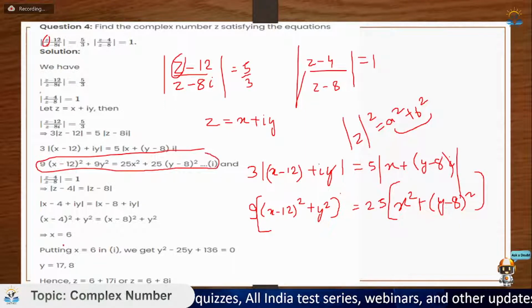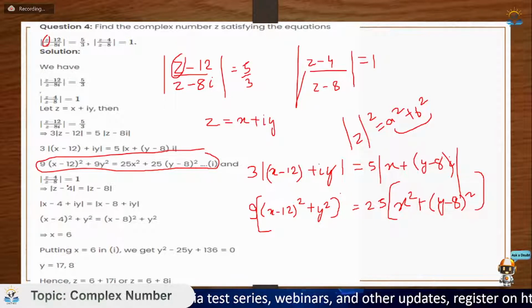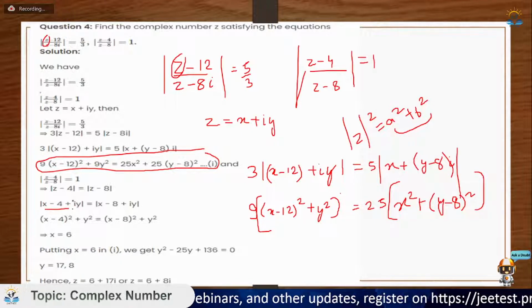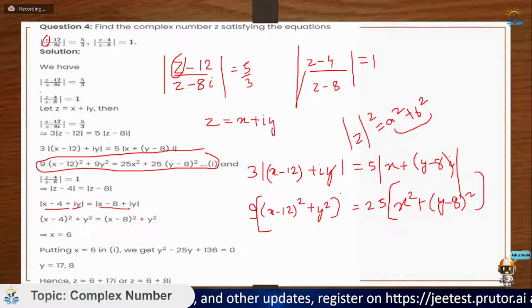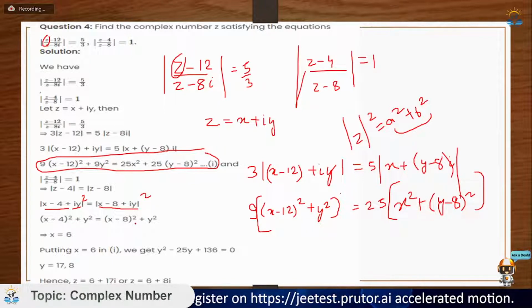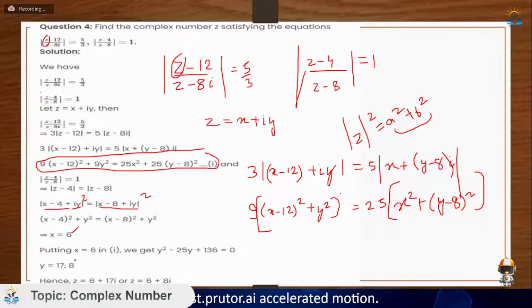and similarly we will get the second equation by solving for z minus 4 upon z minus 8. So here also put z equal to x plus iota y. So you will get mod of (x minus 4 plus iota y) is equal to mod of (x minus 8 plus iota y). And then again square both the sides. Squaring both the sides, you will get (x minus 4) square plus y square equal to (x minus 8) square plus y square. And then two equations, two variables, you can solve for x and y. So you will get x equal to 6 and y equal to 17 or 8. That's why both the solutions are correct.